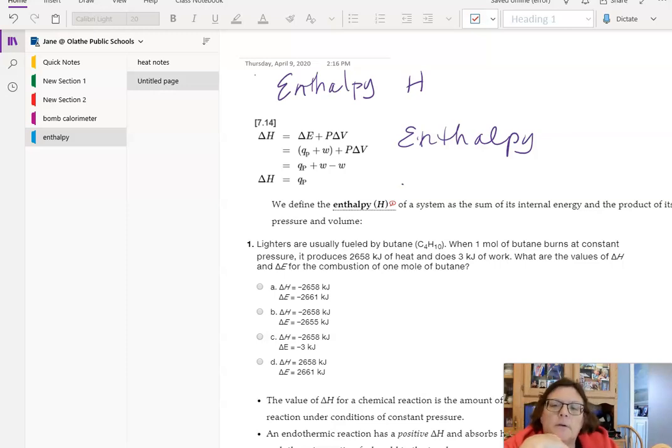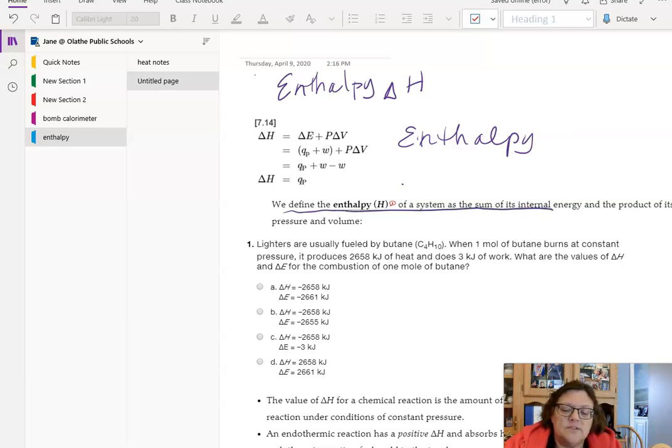All right, we're going to talk about enthalpy. Enthalpy, we use the letter H to represent because that makes so much sense. Heat is Q, enthalpy is H. Go figure. And of course, if we have a delta in front of it, that means the change in enthalpy. Here's the definition of enthalpy.